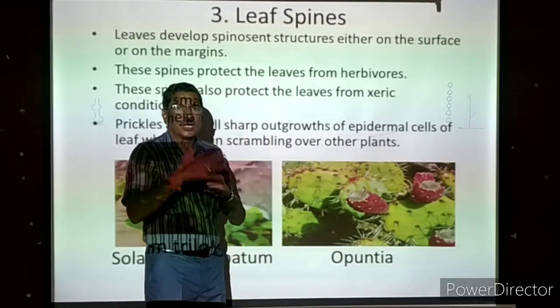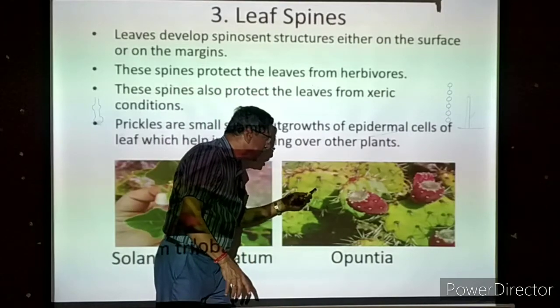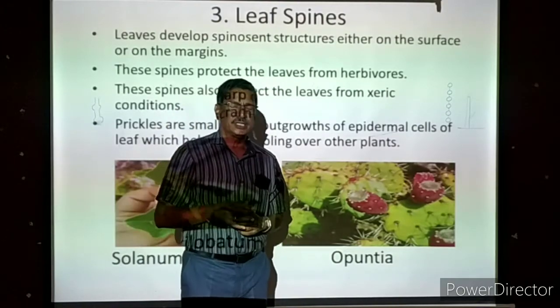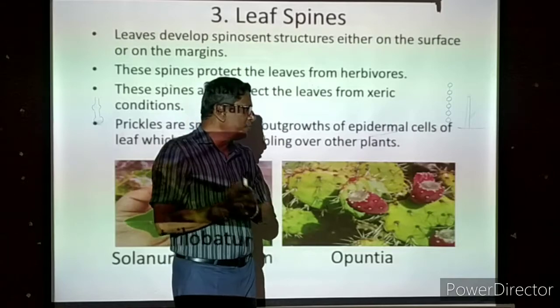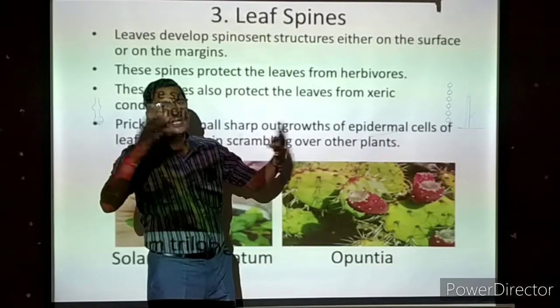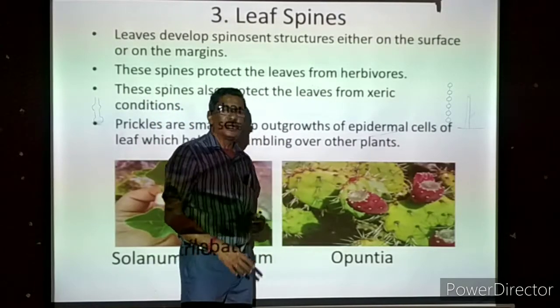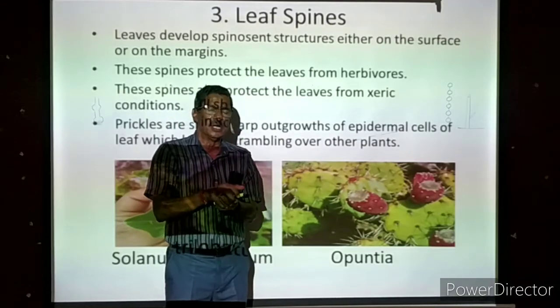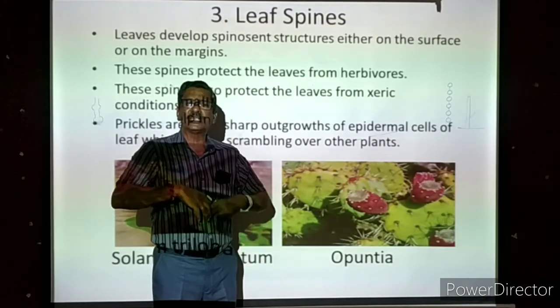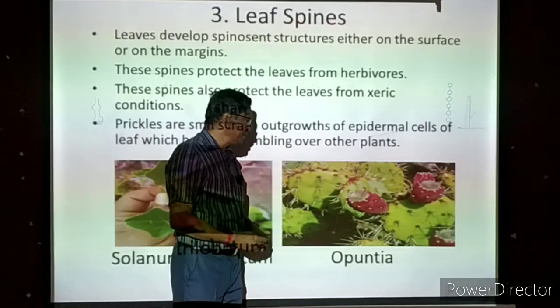But to preserve that water, to conserve the water, the leaves are completely modified into thorns. Once the leaves are modified into thorns, the evaporation of water will not take place through the thorns. So the plant is always conserving water, and the plant will be healthy even if it is extremely dry. That is the purpose of it.